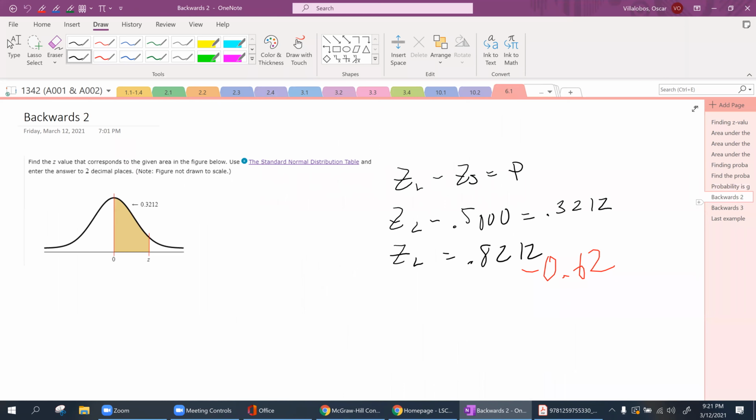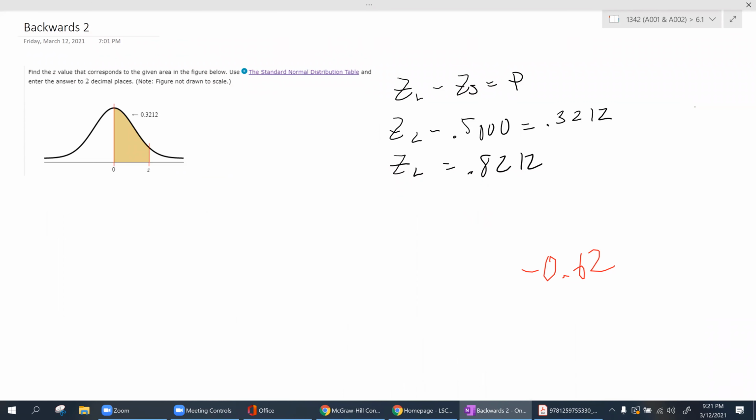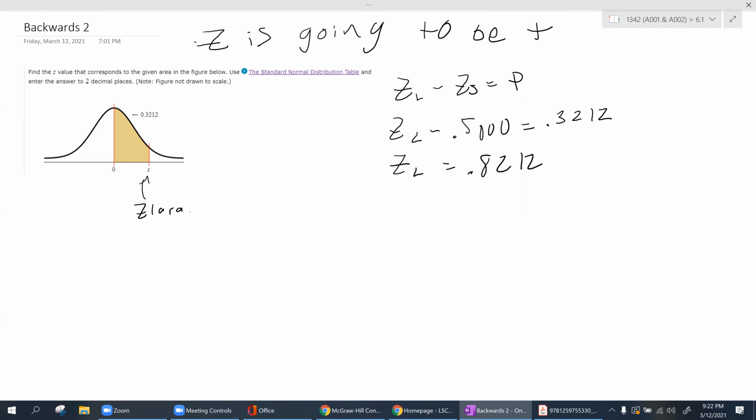Another backwards one. You're asked to find the z value. Let's go ahead and erase this. I know it's going to be to the right, meaning my z is going to be positive. Furthermore, this is going to be z large, and this here is going to be z small. And this is my probability, or my area.